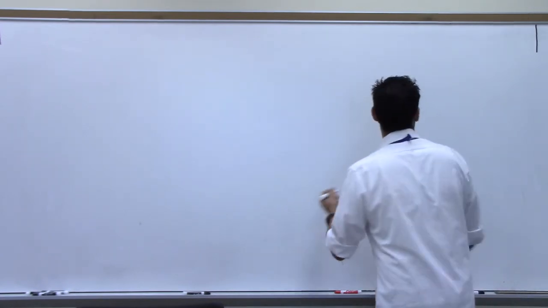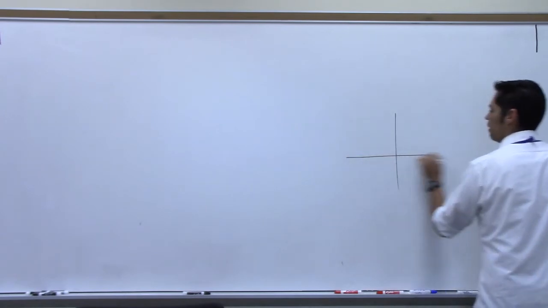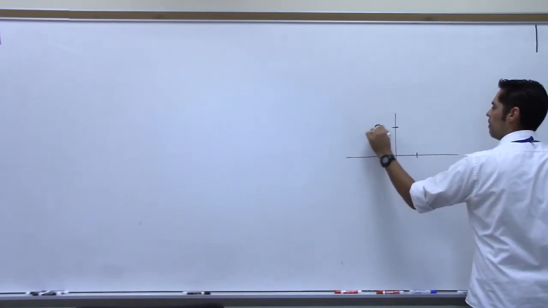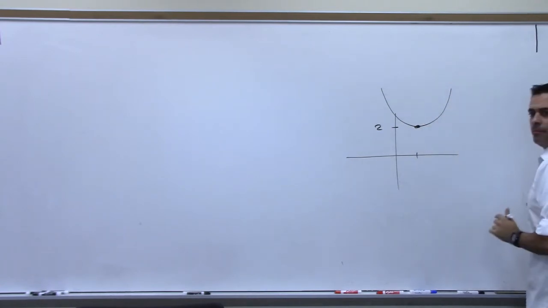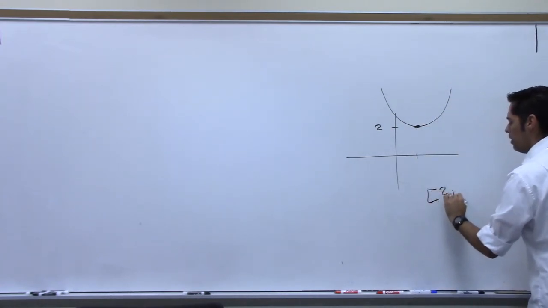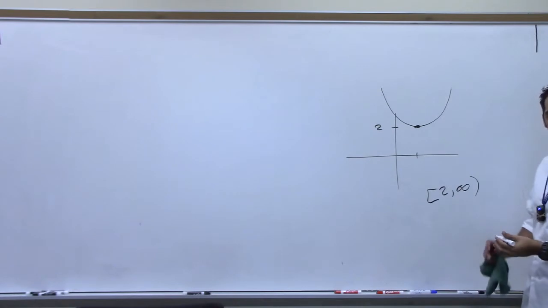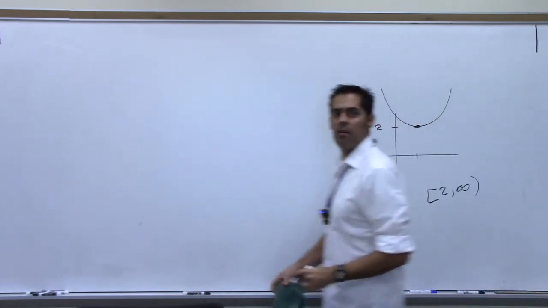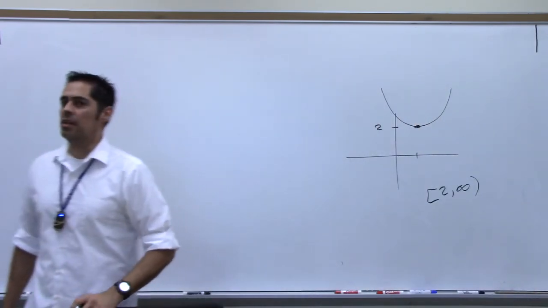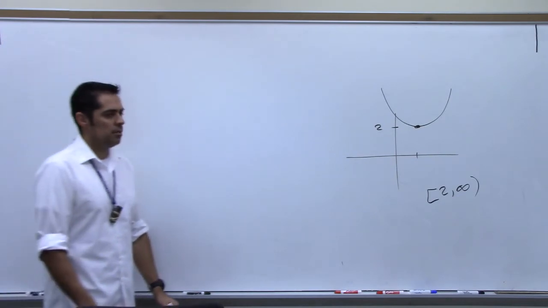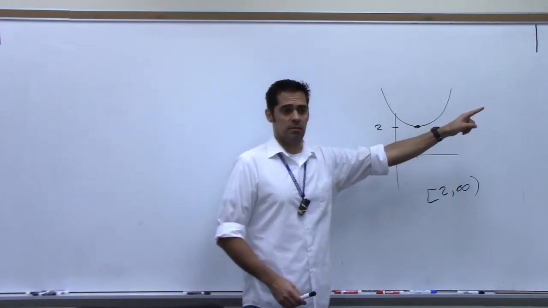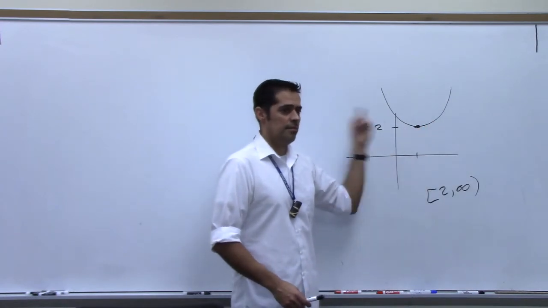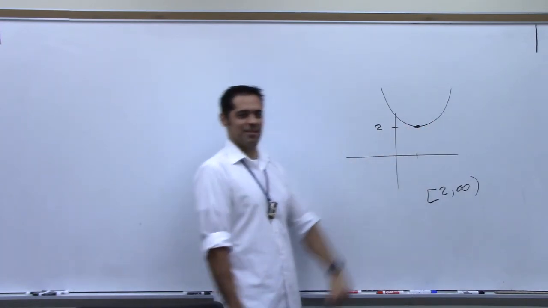Remember the picture? I just erased it. Yeah, the range would be from 2 to infinity, right? So we would say like 2 to infinity range. Where is f increasing? So it'd be increasing from 1 on and decreasing from negative infinity to 1, yes? Okay.